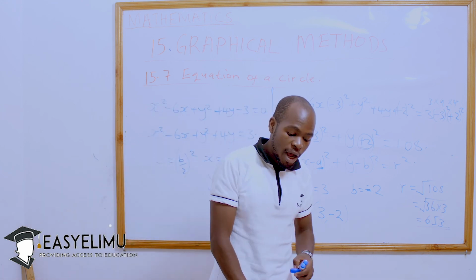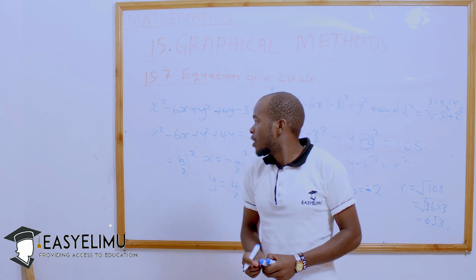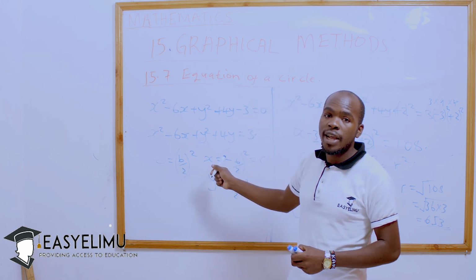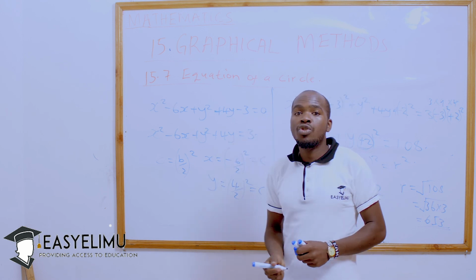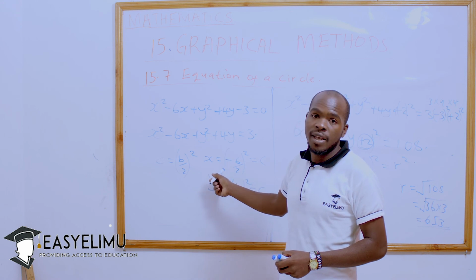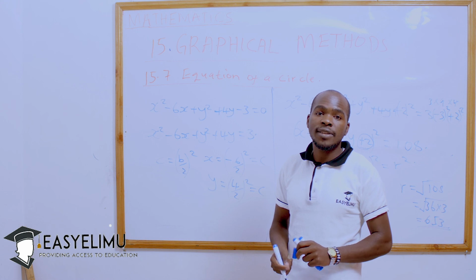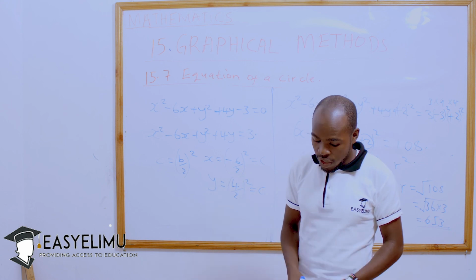With that, we have come to the end of graphical methods. I told you that you can calculate the equation of a circle. You can either use a graph or use a plain space like this. It will still give you the same idea, so long as you understand whatever you are working on. With that, we have come to the end of our topic.